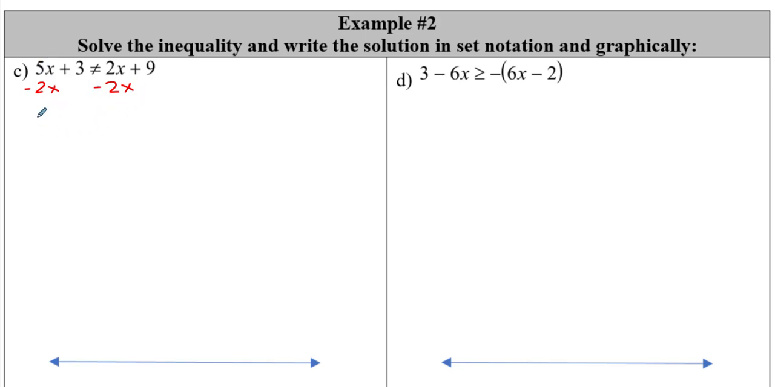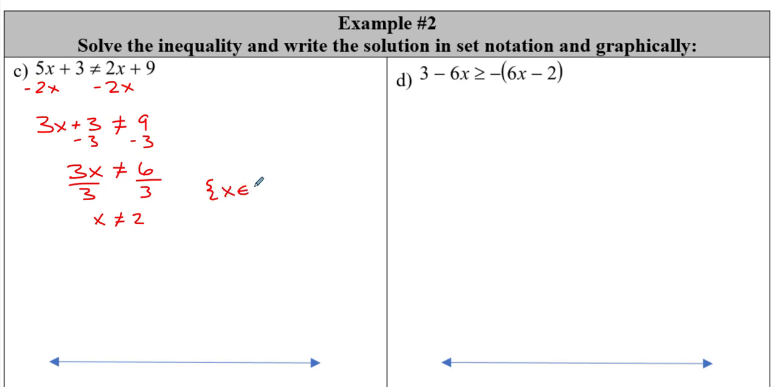So 5x minus 2x gives me a positive 3x. This plus 3 will drop down. Remember, we have a does not equal sign, and then we have our positive 9. We're going to subtract 3 from both sides. We get 3x does not equal positive 6, and then we divide both sides by 3, and we get x does not equal 2. So our solution set is any value on the real number system except for the value of positive 2. So we're going to write this the same way. X is an element of the real number system such that x does not equal positive 2.